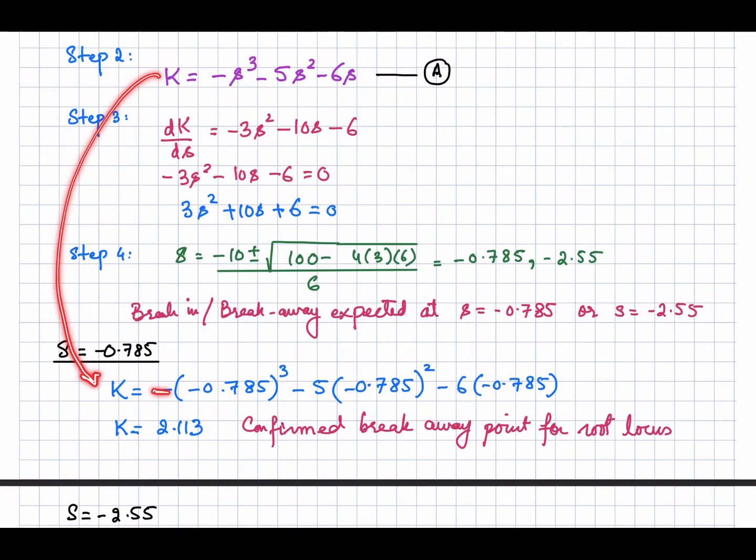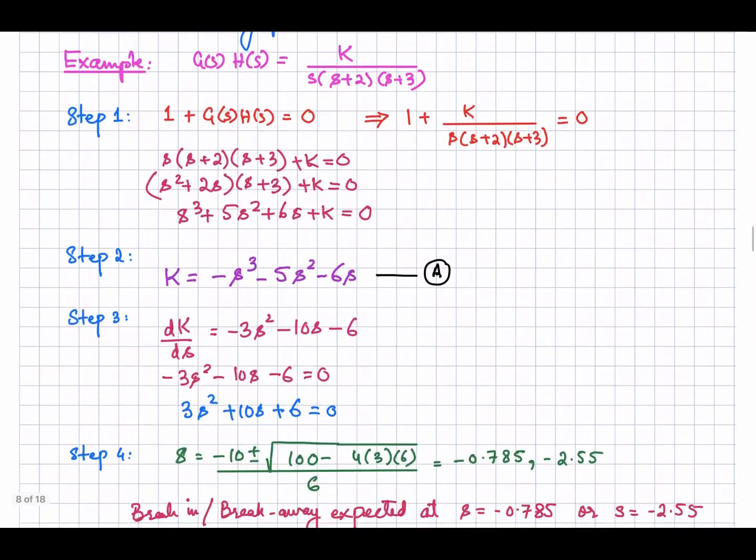So k is equal to minus, taking this value of s, s is equal to minus 0.785 cube, minus 5 into this term s square. So s is equal to minus 0.785, and then minus 6 into s, where s is this one. If you solve it, it is 2.113 and it is positive.